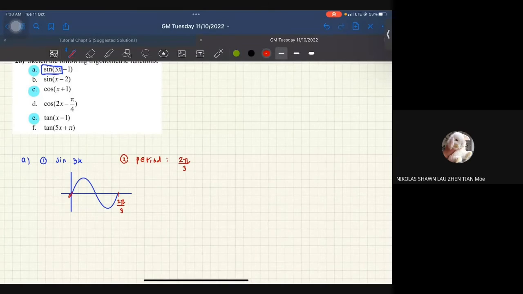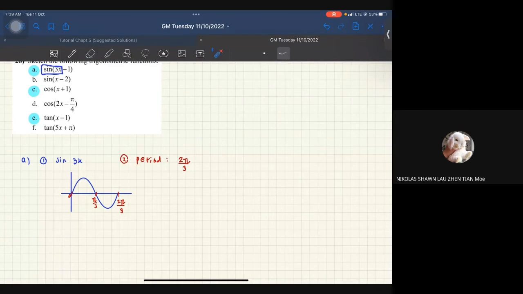2 pi over 3 divided by 2. Yes, exactly. So we take 2 pi per 3 and divide by 2, because that is its midpoint, the middle point. Okay, so you will get pi over 3 here. Settle. So that is the only thing you need to know for the sine graph.